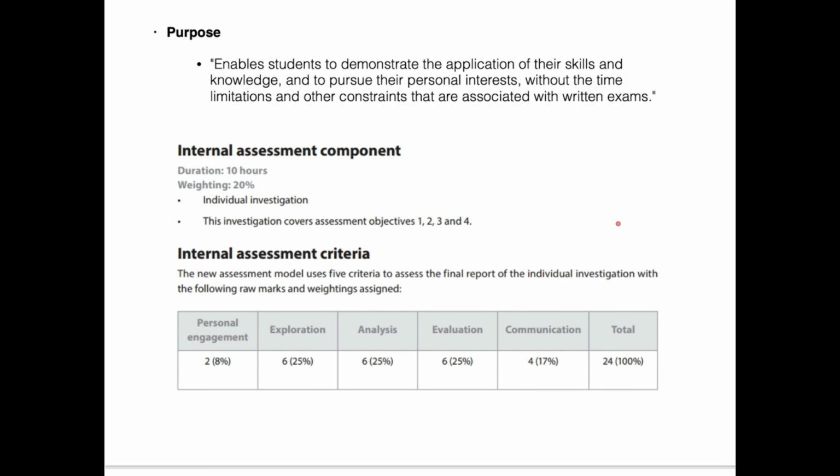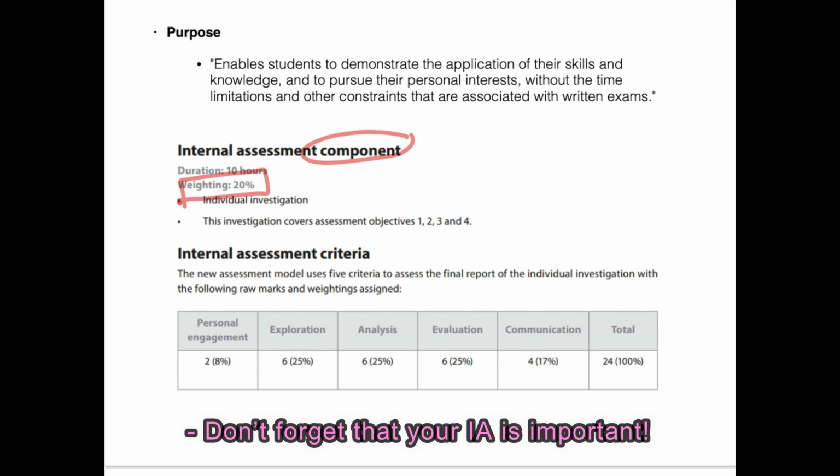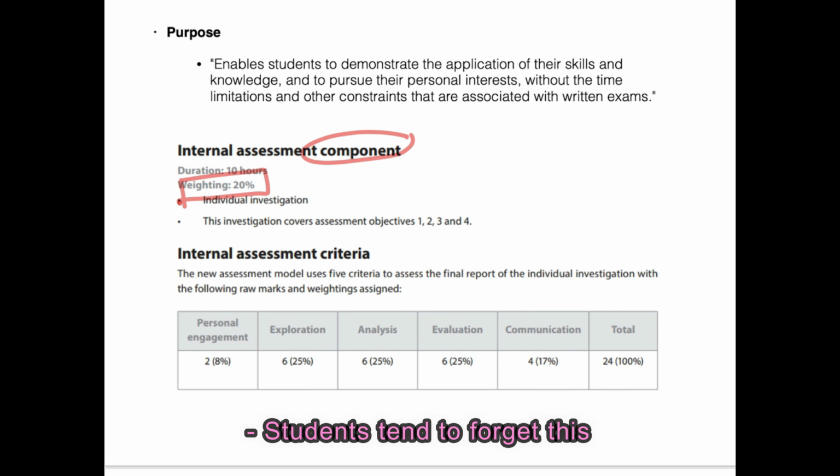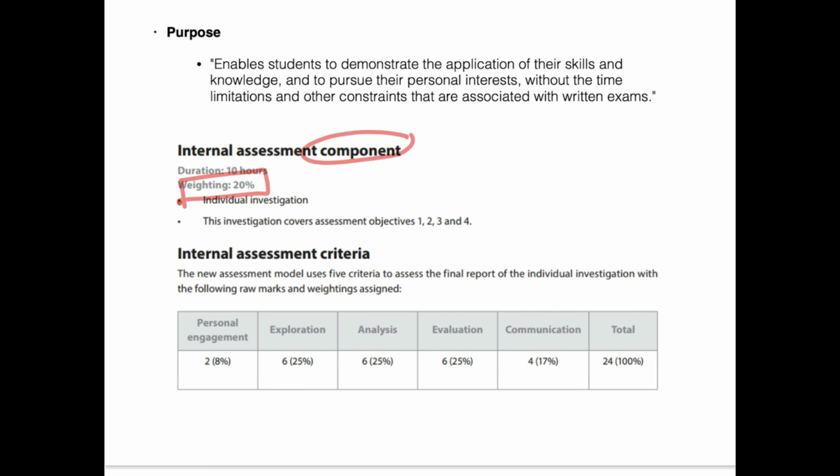Below that, I'm going to look over the components of the internal assessment. So the weighting is 20%. This means that it has similar weightings to each of your papers. So it shows that the internal assessment is pretty important, right? Next, the criteria. There are 5 criteria to assess the final report of the individual investigation. The first criteria is personal engagement. The second is exploration, then analysis, evaluation, and communication. We're going to look at each of the criteria in more detail.